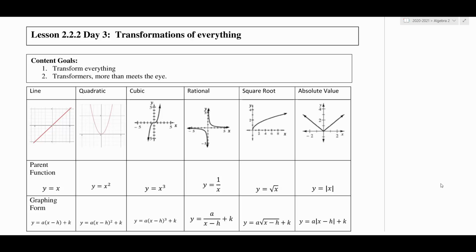Hello everyone, welcome back. Today is going to be lesson 222, day 3, and I'm calling this the transformations of everything. All right, so this is where we put it all together.